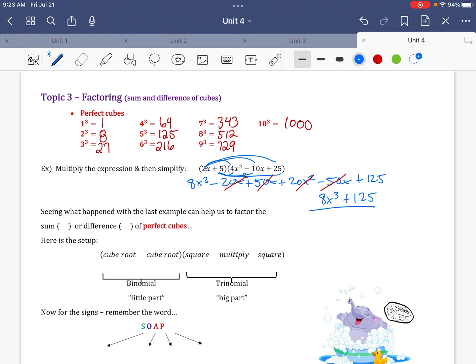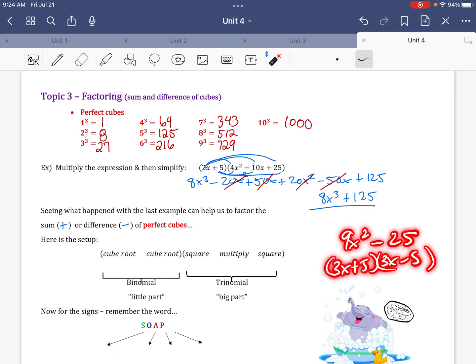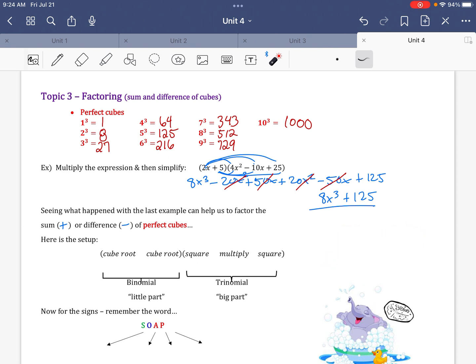Okay, all right, so what we're seeing happen in the last example can help us know how to factor the sum, meaning the addition, or the difference, meaning the subtraction, of 2 cubes. When I have a cube here and a cube here with a plus or minus in the middle, it doesn't matter. With perfect squares, you can only do it with a minus. Like if you had 9x squared minus 25, that's the only one you could factor. You'd get 3x plus 5 and 3x minus 5. If this was plus, you couldn't do the factoring, right? But with cubes, it works for both.